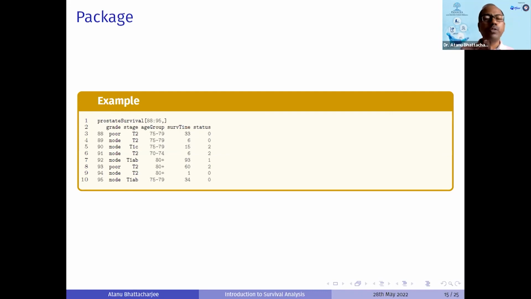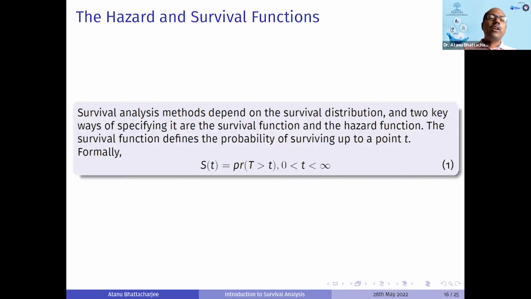It's very important before applying any analysis package or software. Now comes another terminology called hazard functions or survival functions. Survival analysis methods depend on the survival distribution, and two key ways of specifying it are the survival function and the hazard function. The survival function defines the probability of survival up to a time point t. So when you talk about the survival function, you are talking about S of t. S is nothing but the survival probability at time point t.